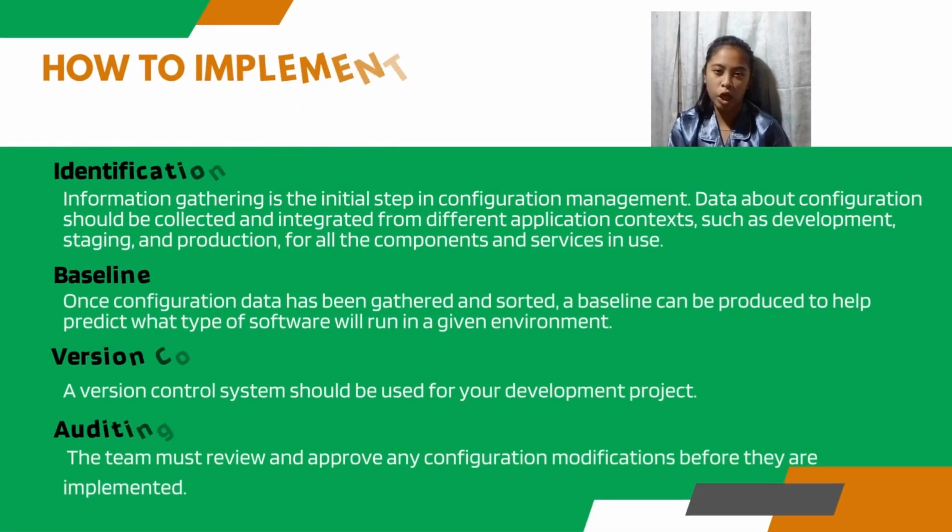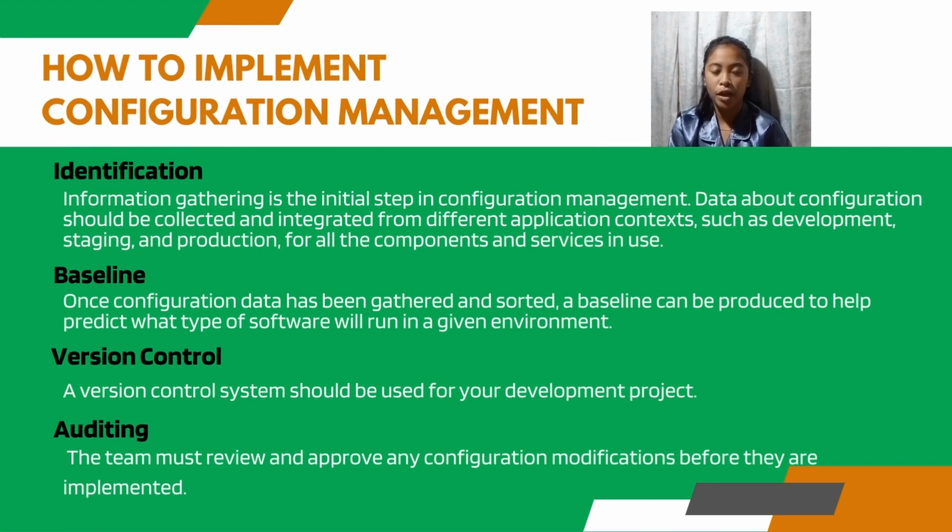How to implement configuration management. First, identification. Information gathering is the first step in configuration management. For all the components and services in use, configuration data should be collected and combined from various application environments, including development, staging, and production. At this point, configuration data ought to be arranged into data files that can be used as a single authoritative source.